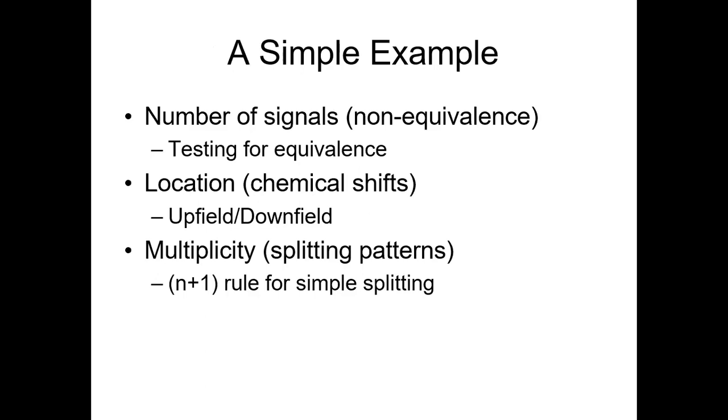So let's look at a couple of things. Let's look at an example. In this example, we're going to look at some of the different characteristics of NMR, basically the number of signals that are detected. The location, meaning the chemical shift, whether it's at 0 parts per million, 5 parts per million, whatever, upfield or downfield. And then we're going to look at the multiplicity, because it's that part that gives you an idea about the connectivity of which hydrogens are next door to which in a molecule.